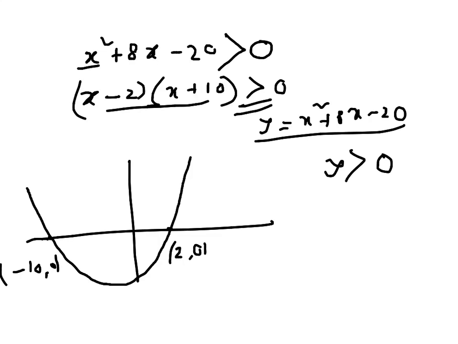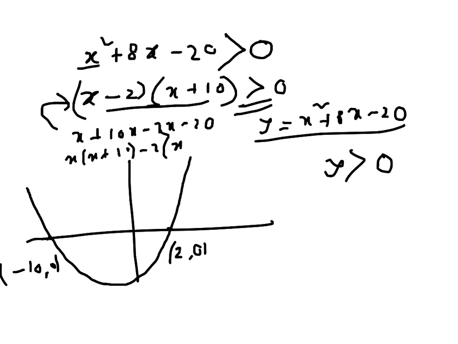I could have actually done this thing. So if I had done this thing, let's say the step before this one will be like this, plus 10x minus 2x minus 20. So then x plus 10 minus 2 times x plus 10. So that's how it's the same thing.